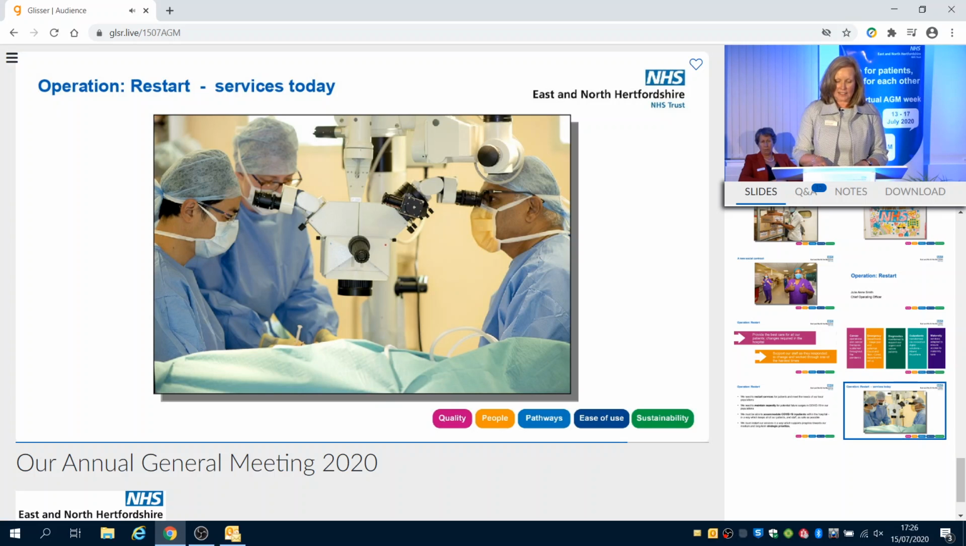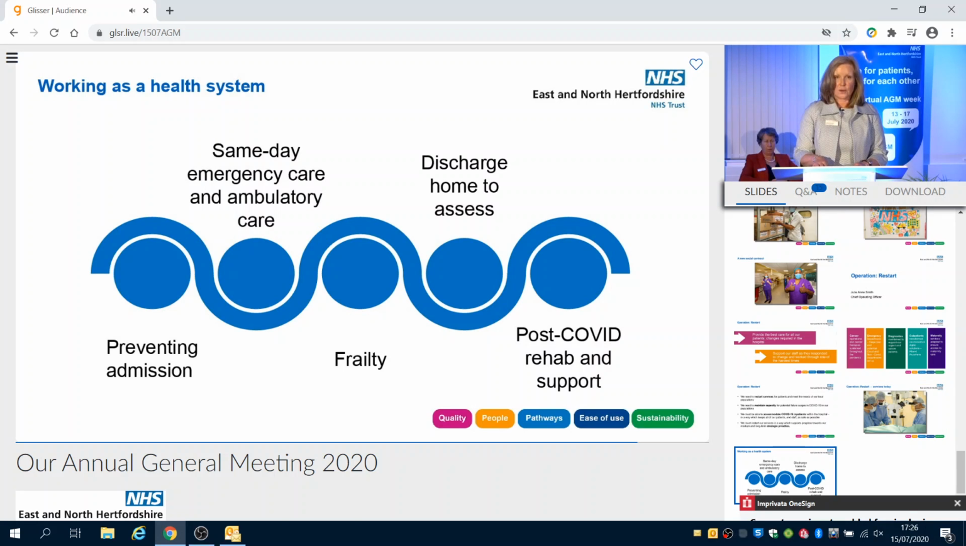A&E attendances are at 80% of pre-COVID levels. Outpatient first attendances are around 70%, with 50% delivered through virtual technology solutions. Routine elective, our surgery operations, and day case are around 50%. And diagnostic levels across CT, MRI, ultrasound are between 40 to 65%, showing good progress, but clearly there is more to do. Next slide, please.